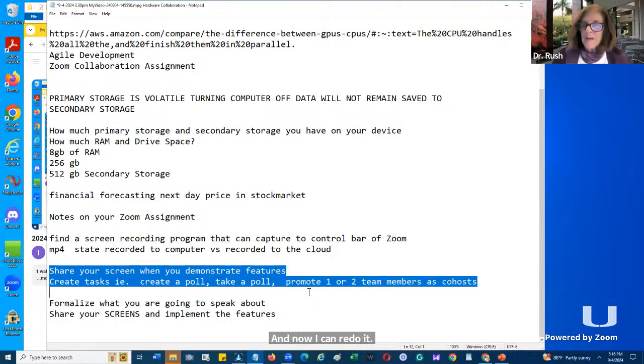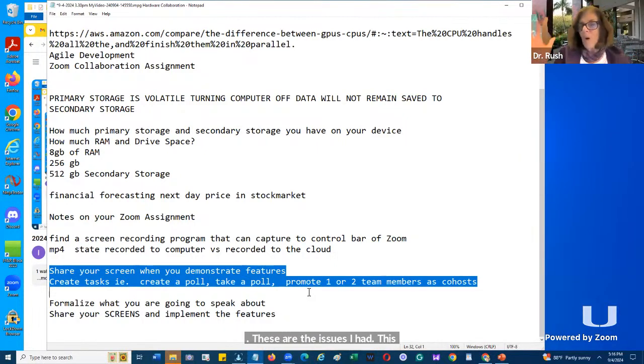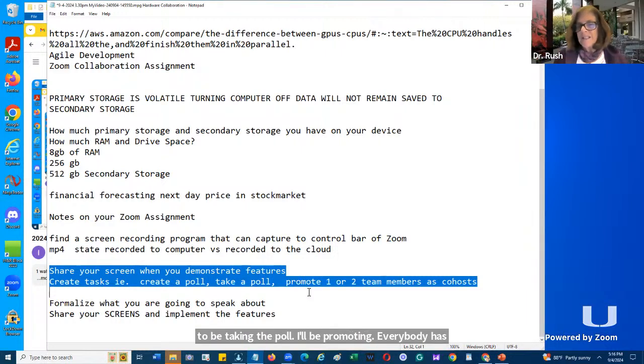We'll talk about that, but everyone needs to do an individual assignment and everyone needs to be participating in the group and not just having your name on it, Ellie. Everybody has to be participating, showing what they do, even talking about these are the issues I had. This is how I'm going to be taking the poll. I'll be promoting. Everybody has to be active and showing their expertise and even discussing how we found what the problems are and what the solutions are as well.